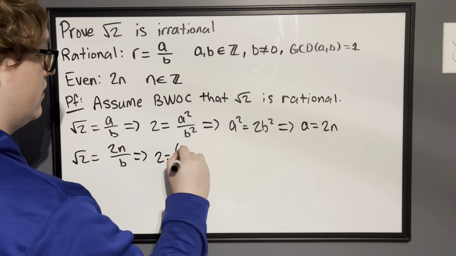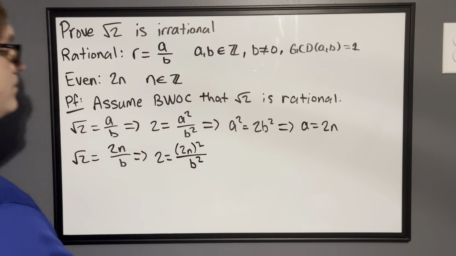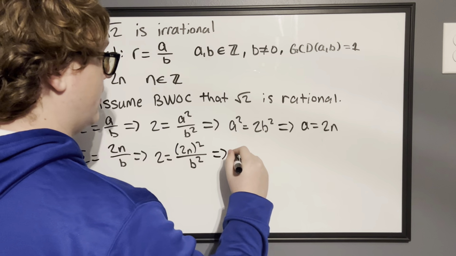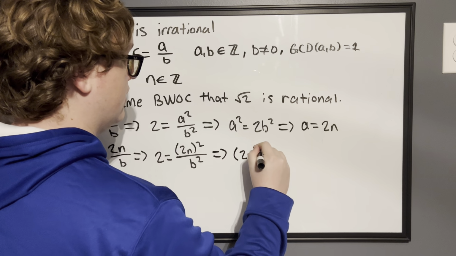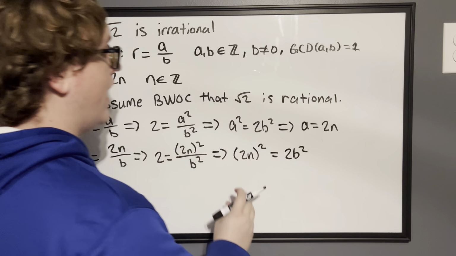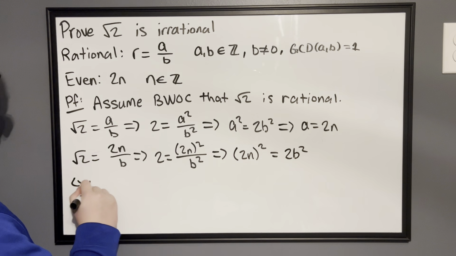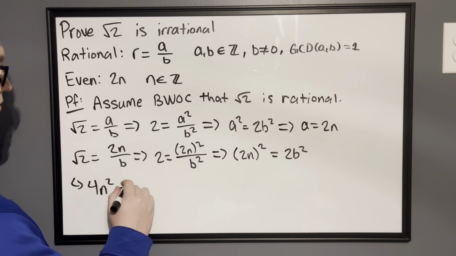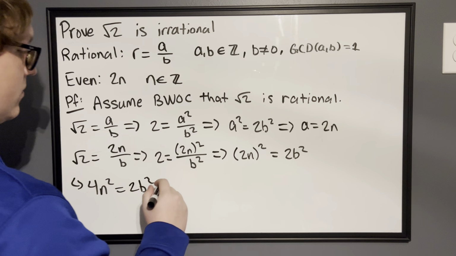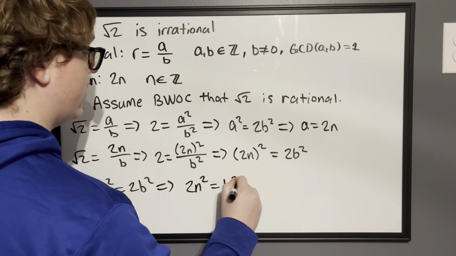2 is equal to 2n squared over b squared. And we'll do the same thing, multiply by b squared. So when we do that, we end up with 2n squared is equal to 2b squared. And then we can simplify this. So let's go down here. Now we have 4n squared is equal to 2b squared, and then we can divide both sides by 2. So that gives us 2n squared is equal to b squared.